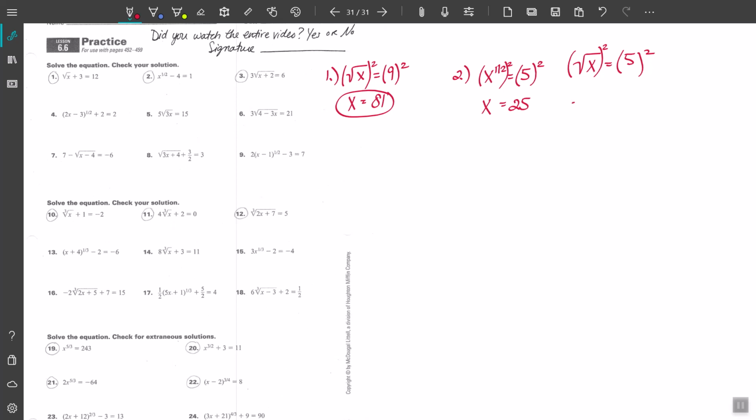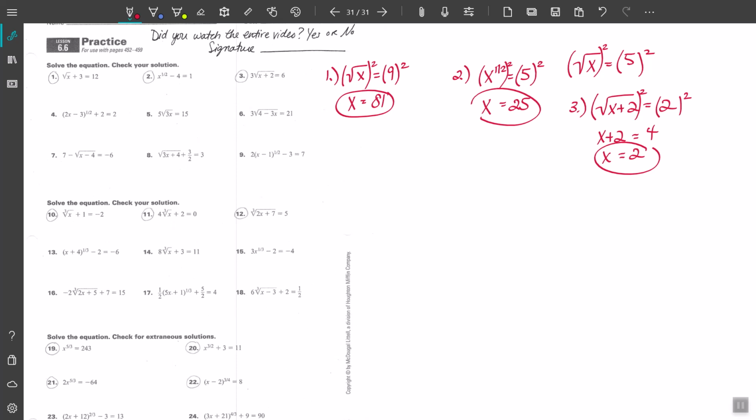All right, and then number 3. Number 3 is a little bit different because the radical is not isolated. So we have to isolate that radical first by dividing through both sides by 3. So when we do that, we end up with the square root of x plus 2 equals 2. And so now we're going to do the same thing. We're going to get rid of the radical by raising it to the second power. If we do it to the left side, we also have to do it to the right side. And we end up with x of 2.